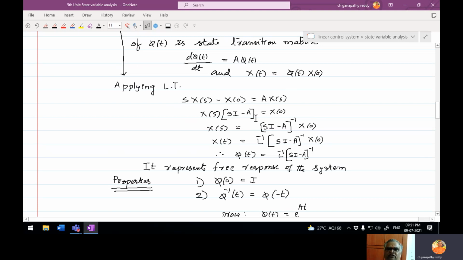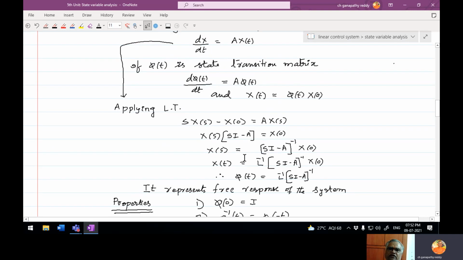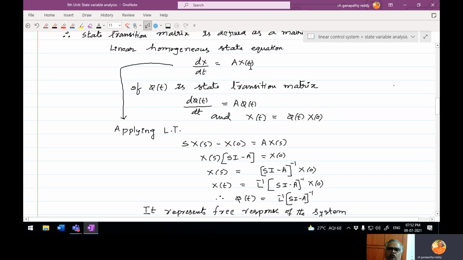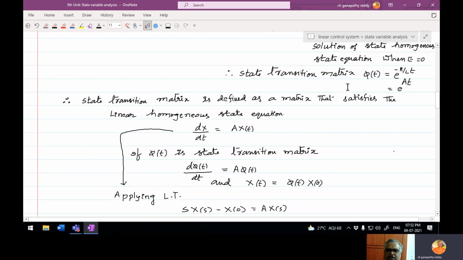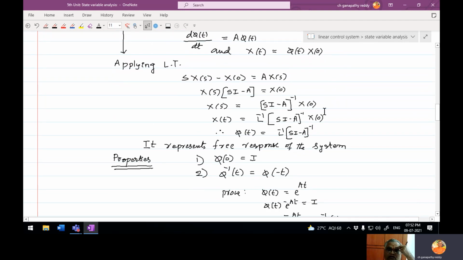So what is the equation here? If you see, x of t is equal to phi of t into x of 0. If you compare this and this, what do you get? Phi of t is equal to L inverse of (sI minus A) inverse. If you just do this, you are getting phi of t. What is phi of t? It is the solution of the homogeneous state equation. So that is called the state transition matrix. This you have to remember.